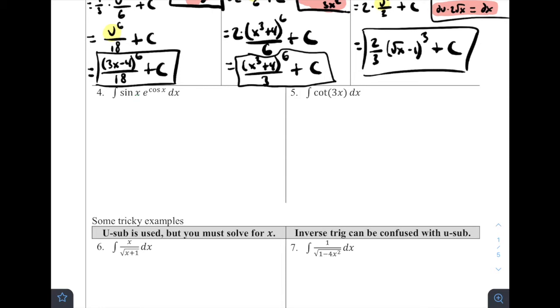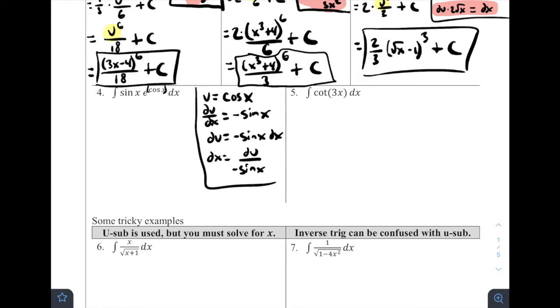However, this cosine of x here is in the exponent of the e function. It's e raised to the cosine of x. So the cosine of x is inside of the e function. It's the input for that e to the x function. So we're going to call that u. So u is our cosine. And if we take the derivative of that, the derivative of cosine we know is negative sine of x. So that means du is equal to negative sine of x dx, and then that means that dx is equal to du divided by negative sine of x.